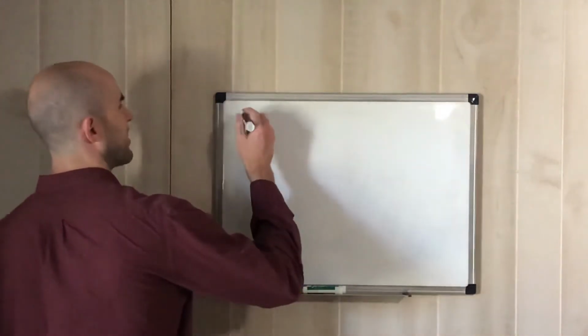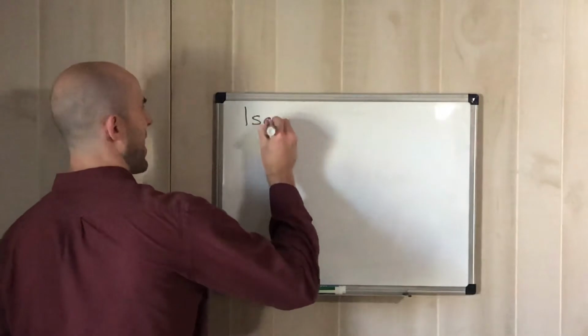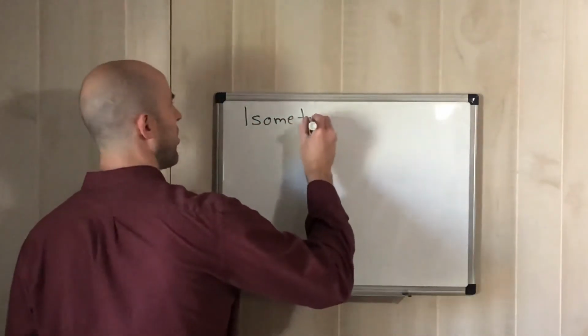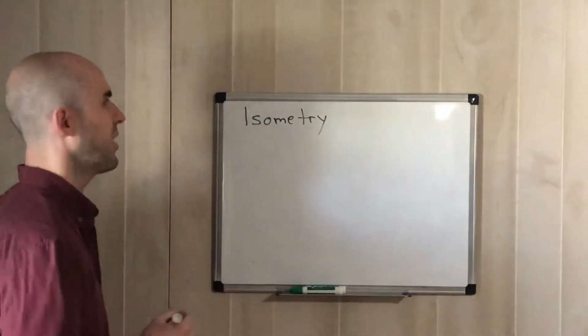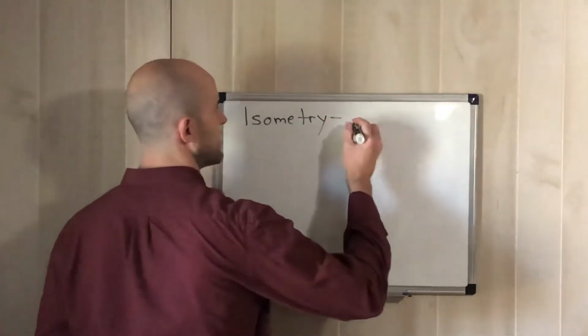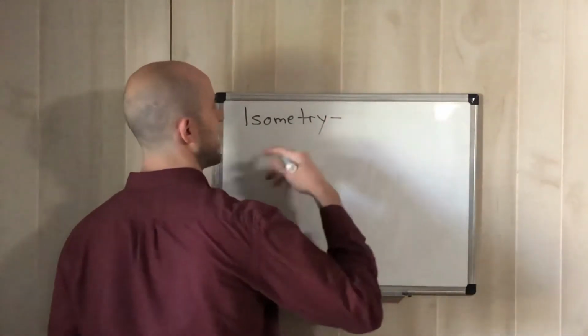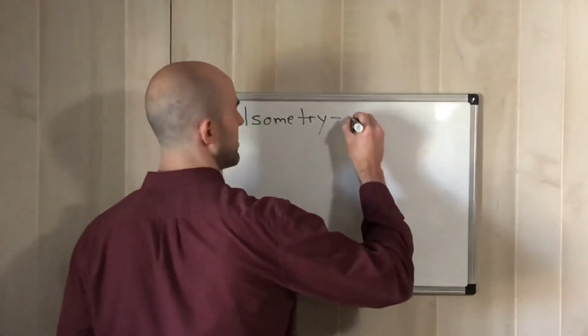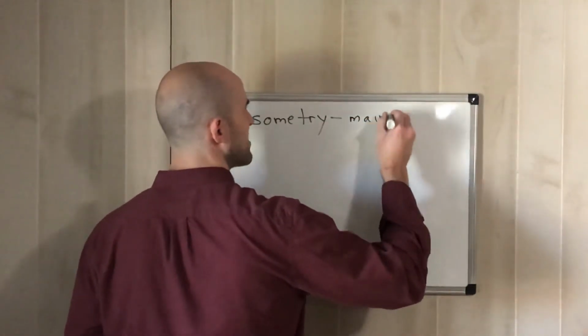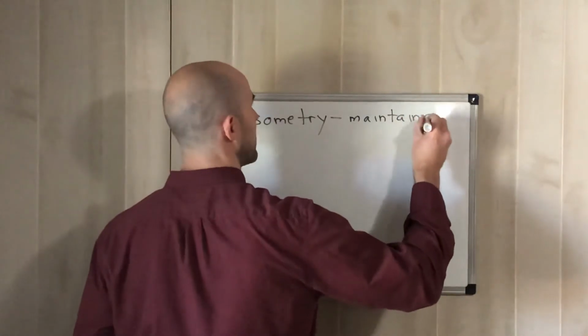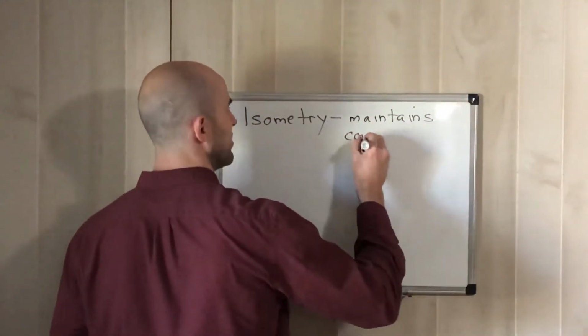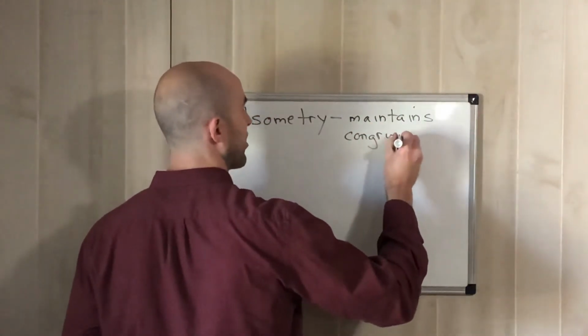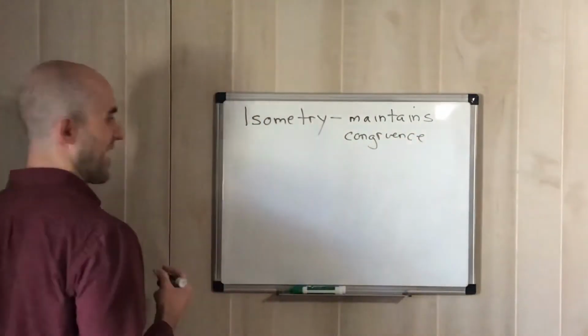One of them is a word that we've referred to before already in the past: isometry. If a figure has isometry, isometry literally means maintains congruence. When we're congruent, it means that they're going to be exactly the same.